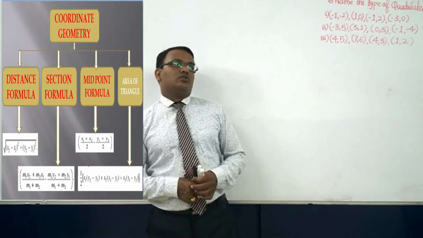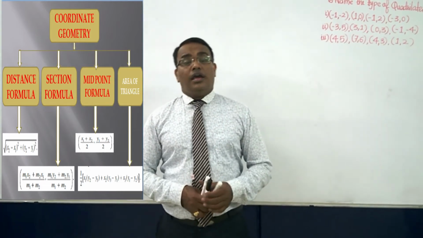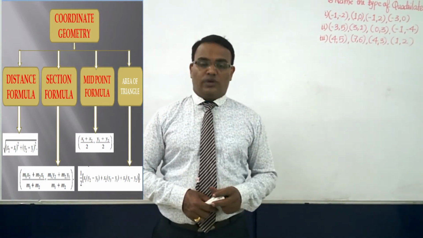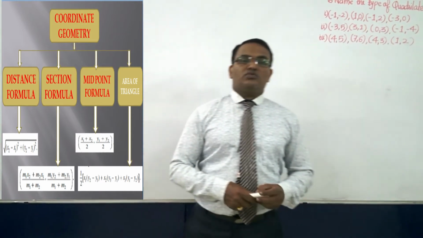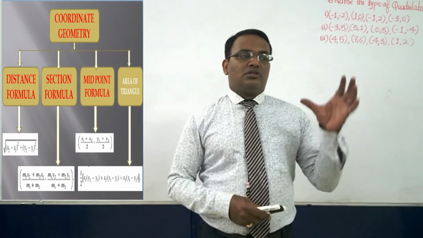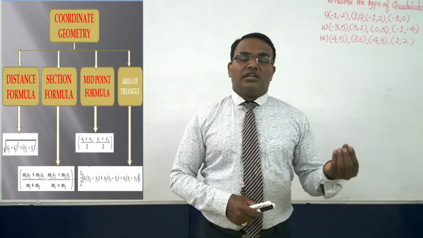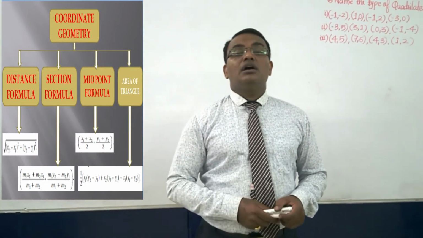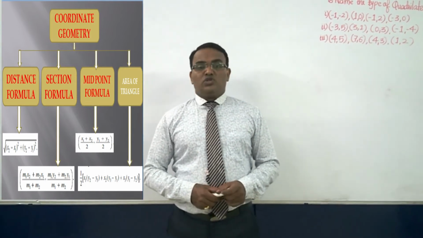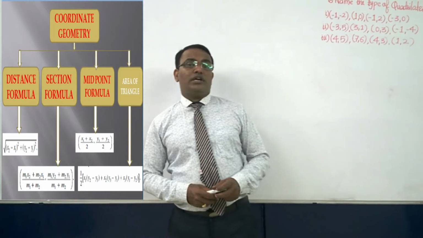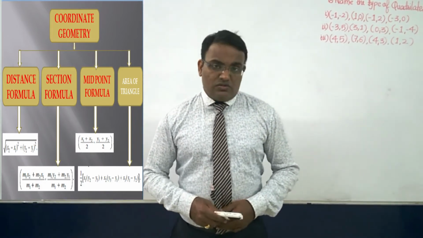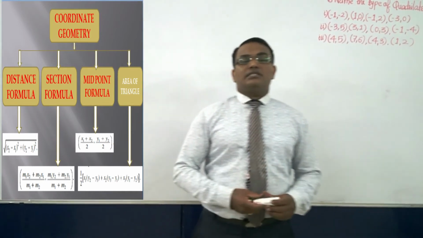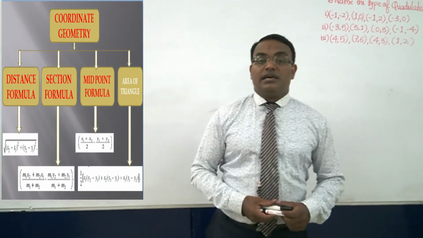So the distance formula: suppose A and B, 2 points are there, then AB is equal to under root of (x2 minus x1) squared plus (y2 minus y1) squared. Then the next formula is the section formula. Suppose any line segment AB is divided by a point M, say M of (x, y), then the coordinates x and y can be found using the section formula as M(x, y) is equal to ((m2 x1 plus m1 x2) divided by (m1 plus m2), (m2 y1 plus m1 y2) divided by (m1 plus m2)).